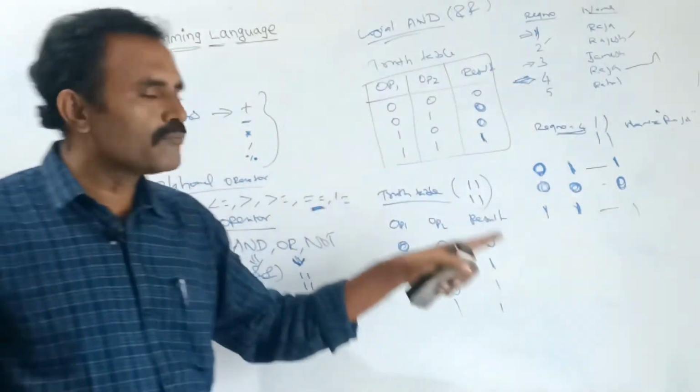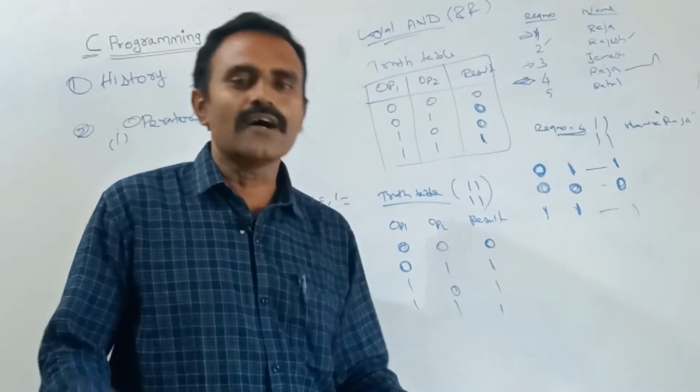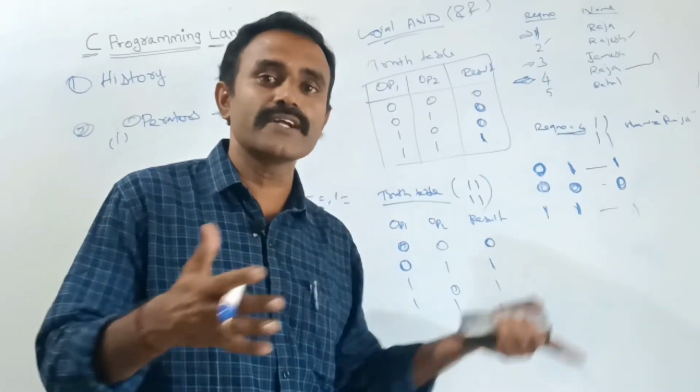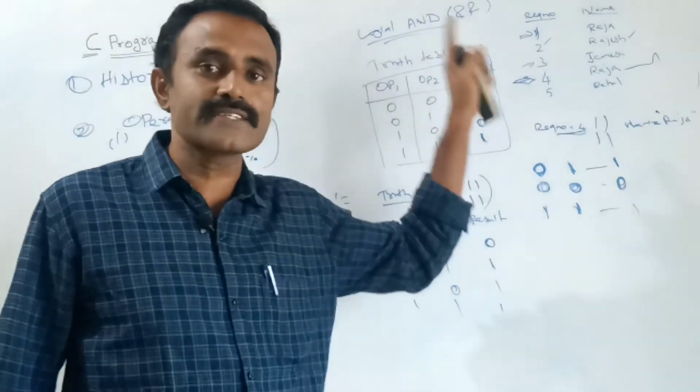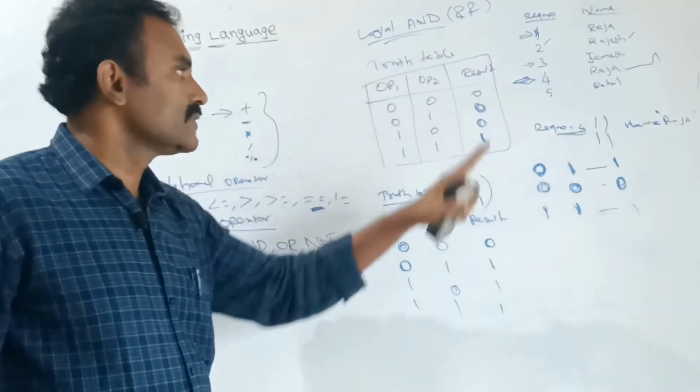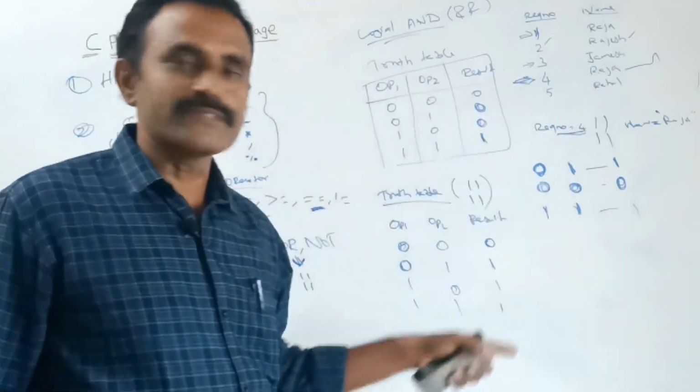Either the register number is equal to 4 or the name is equal to Raja. If any one condition is true, the result will be displayed. In this way we can manipulate the data in the table, in the list of names.